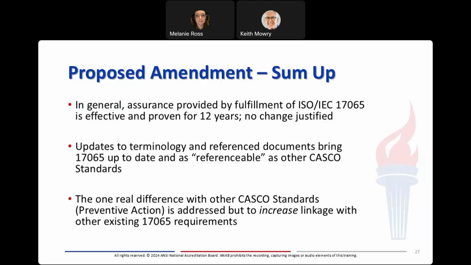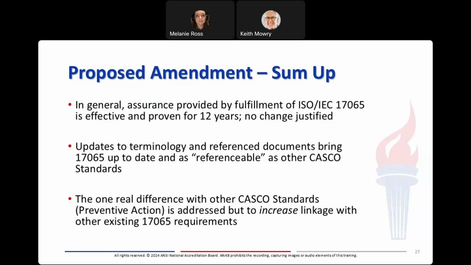So to sum things up, in general, the assurance that has been provided by fulfillment of 17065 has been effective and proven for 12 years. That seems evident by the systematic review ballot results from just this year. So there's not really any justification for any significant change, especially when you think about the cost and burden that such a change would trigger throughout the conformity assessment community.